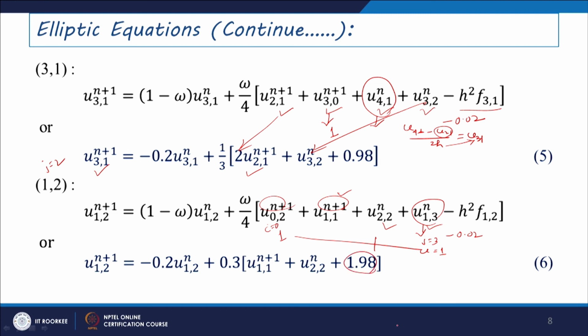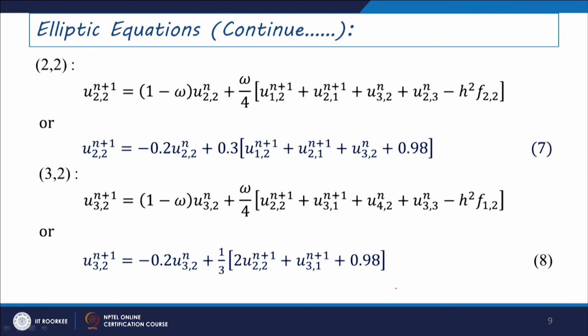And u12 to the power n plus 1 can be written in the form of minus 0.2 u12 to the power n plus 0.3 u11 to the power n plus 1 plus u22 to the power n plus 1.98. And fixing j equals to 2, we will go for 2 and 3 there itself. So for this point, if you just see here, 3 2 and 2 3 are there. So 2 3 means u equals to 1, it will take, and this is nothing but minus 0.02.